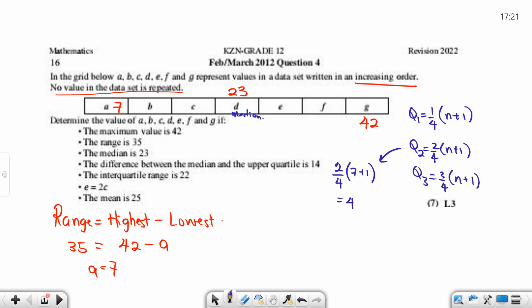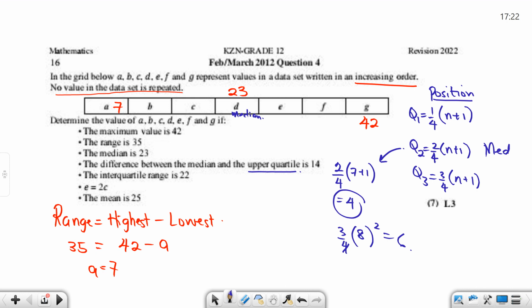So this is talking about position. If you look at the median, we are saying the median is in the 4th position, and it worked for us. What's the 4th position? D. Now, what do you think the upper quartile would be? 3 over 4 into bracket 7 plus 1, which is 8. That will give us 6. It means the 6th one is our upper quartile. Are we together? The 6th position. Yes.